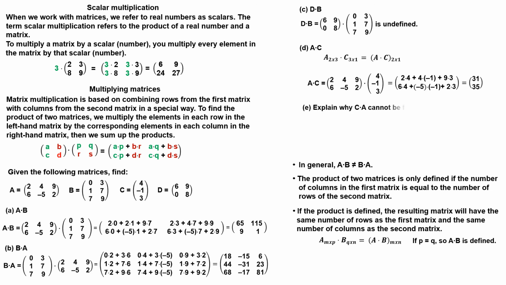Explain why C times A cannot be found. Take a look at the order of the matrices. The number of columns in C does not equal the number of rows in A.